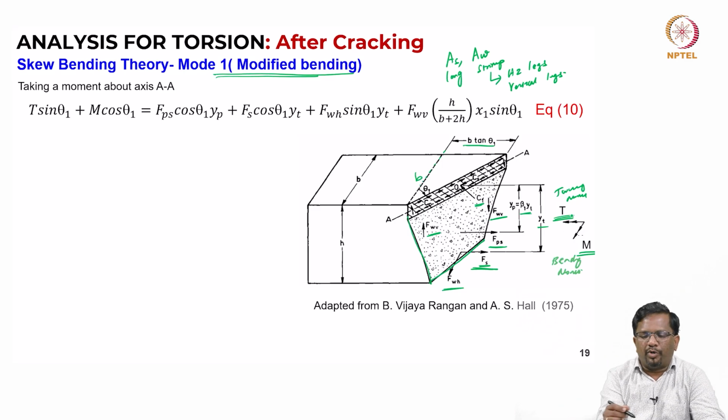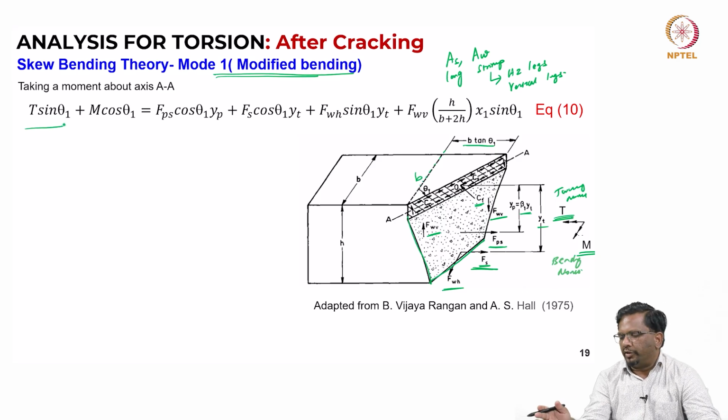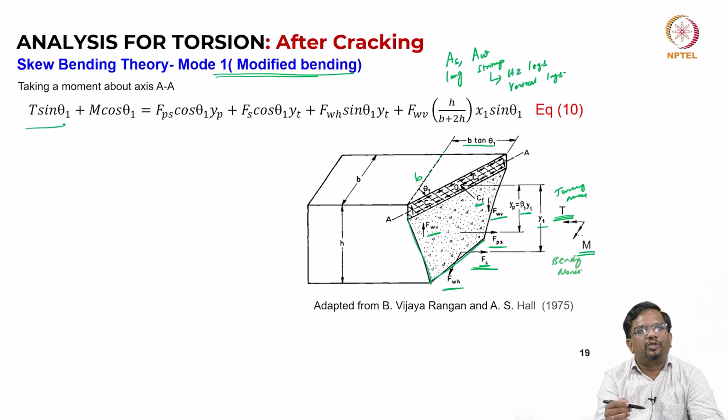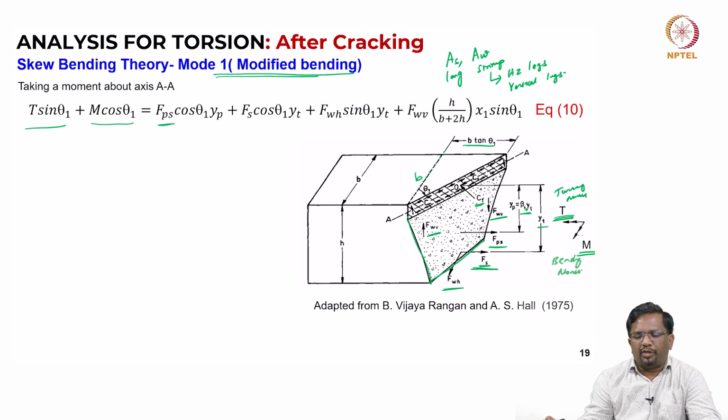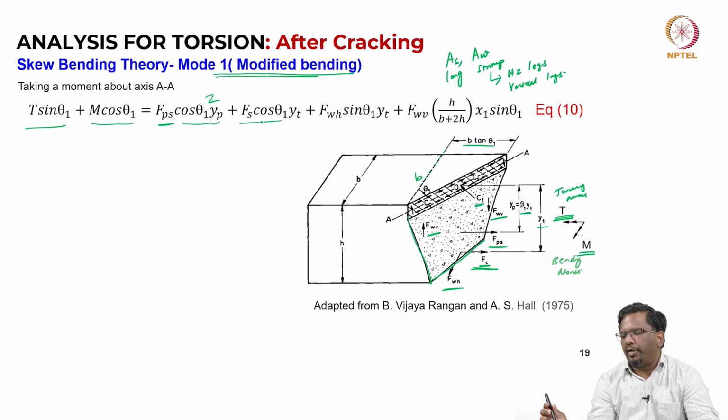Now, if I take the component of the twisting moment perpendicular to this inclined surface, it is going to be T sin theta 1. For bending, it is going to be M cos theta 1. FPS is the force coming from the pre-stressing strand, and that is going to be at a distance of Yp, which we are calling beta 1 times Yt. Both of these moments have to be resisted by the force in the pre-stressing strand multiplied by this lever arm, and similarly the force in the tension steel, where I am taking a component that is perpendicular to this inclined surface.